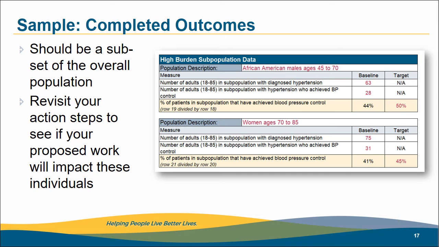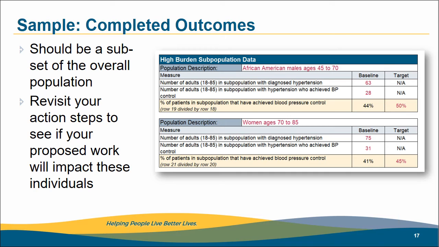Within each of those, they would again go through that similar process where they look at baseline data. You might remember from the previous slide that a total of 350 adults were diagnosed with hypertension within the clinics. Here you'll see that among those, there were 63 who fell within the high burden subpopulation of African American males between 45 and 70, and then there were 75 who are part of the diagnosed hypertension group who are women between the ages of 70 and 85. Here you'll see, though, that they have slightly lower percentages when it comes to those who have been able to achieve blood pressure control.